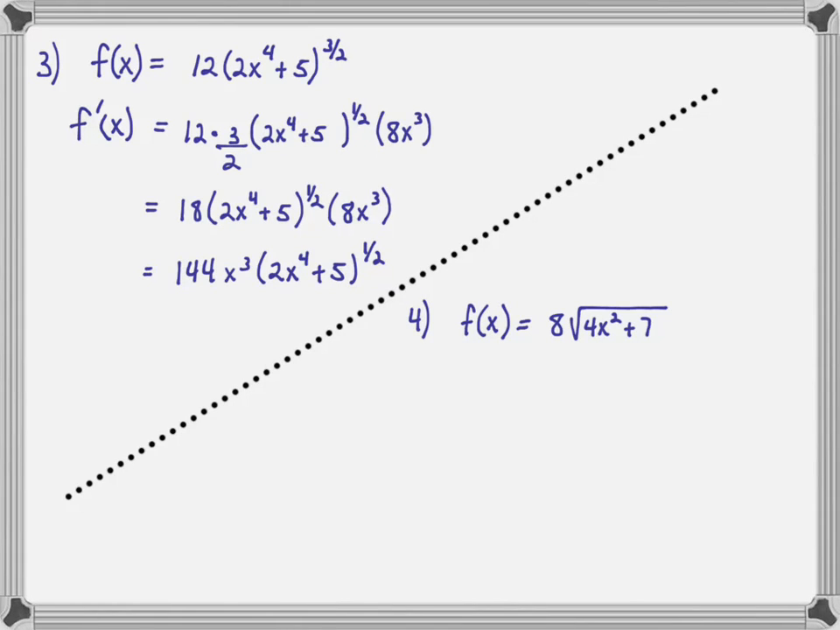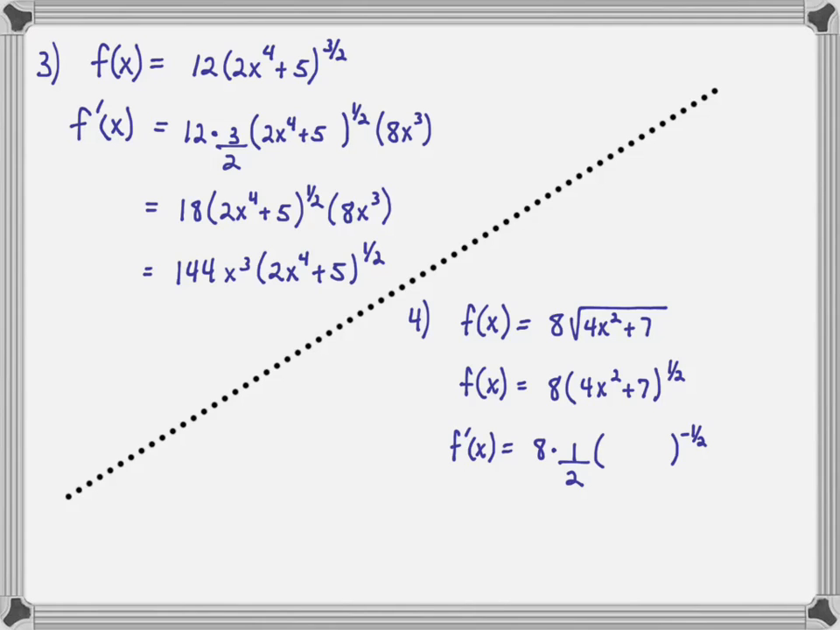Here's number 4. We've got f of x equals 8 times the square root of 4x squared plus 7. Let's rewrite this in a more derivative-friendly form. So I want to get rid of the radical and replace it with a 1/2 power. And now, because it has a power on the outside, we'll use the chain rule. The 8 will just sit in front as always.